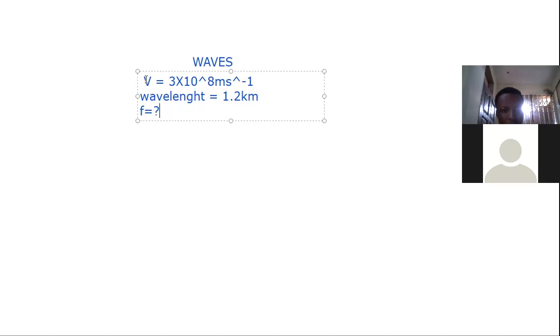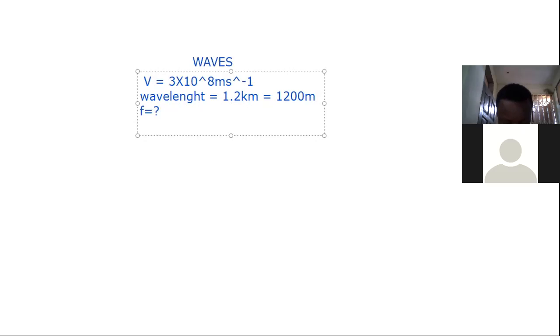So you are looking for this, but you know that you have to first change the wavelength to meters, because the speed is in meters per second. So when you change this to meters, you multiply 1.2 by 1,000. I hope you know that. So that will be 1,200 meters. So you have your wavelength.